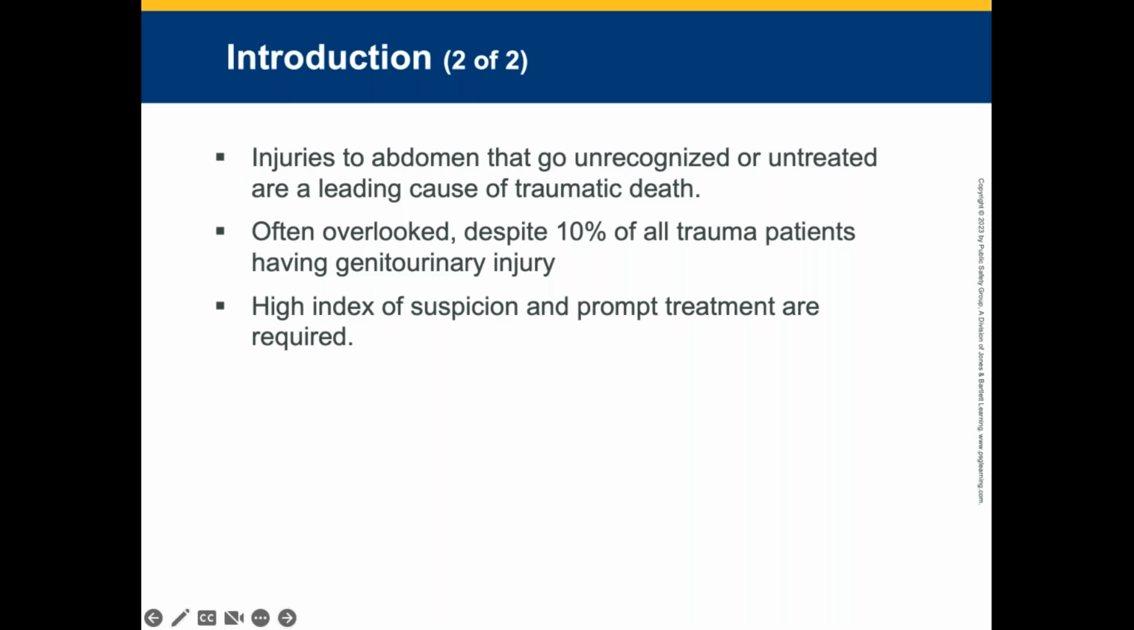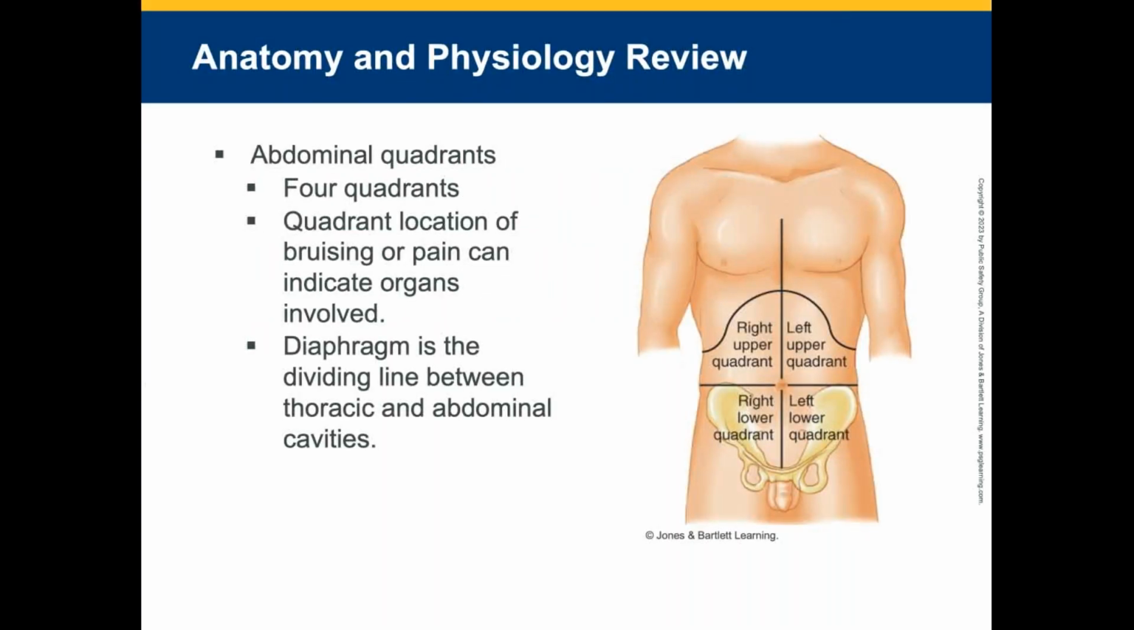This is especially true in pediatric patients. These injuries are often overlooked, despite 10% of all trauma patients having some form of genitourinary injury. A high index of suspicion and prompt treatment are required, so we have to literally take off the patient's clothes. We have to make trauma naked again, and actually take a look at their abdomen: look, auscultate, palpate, and see what we see.